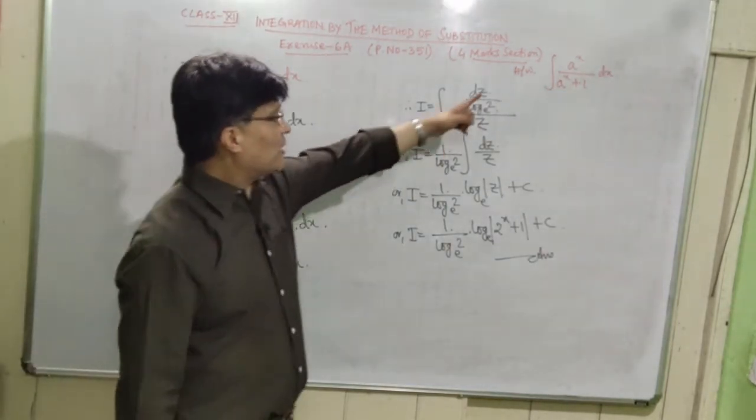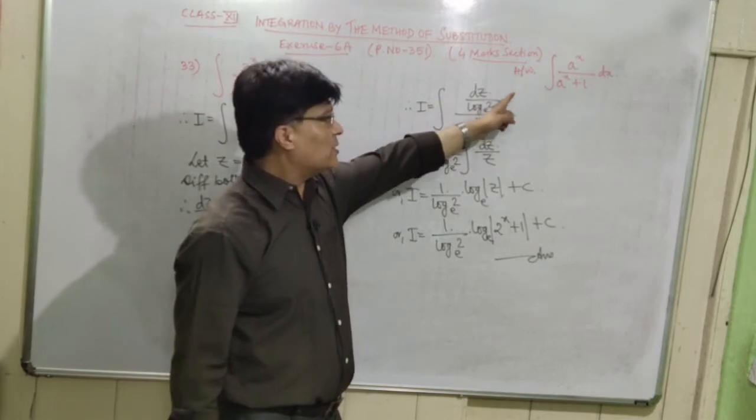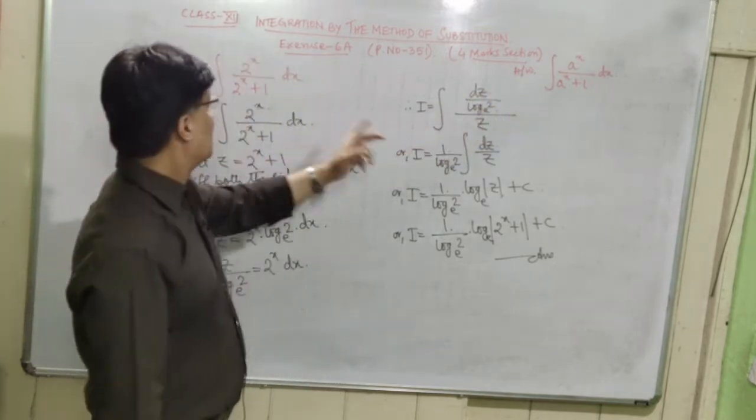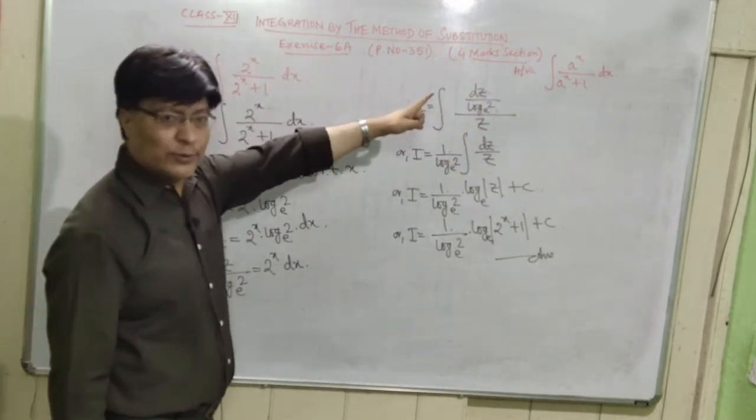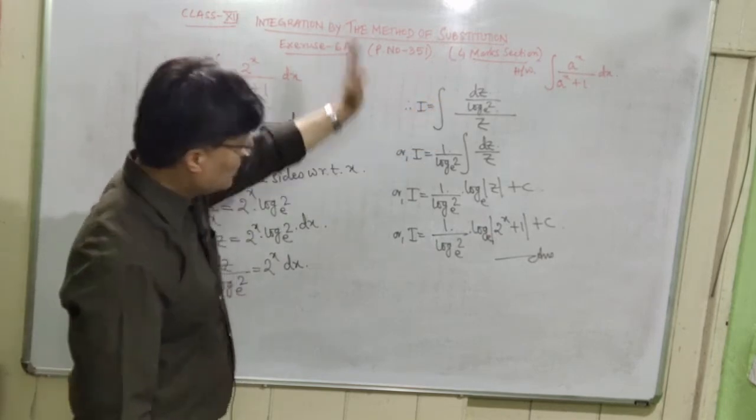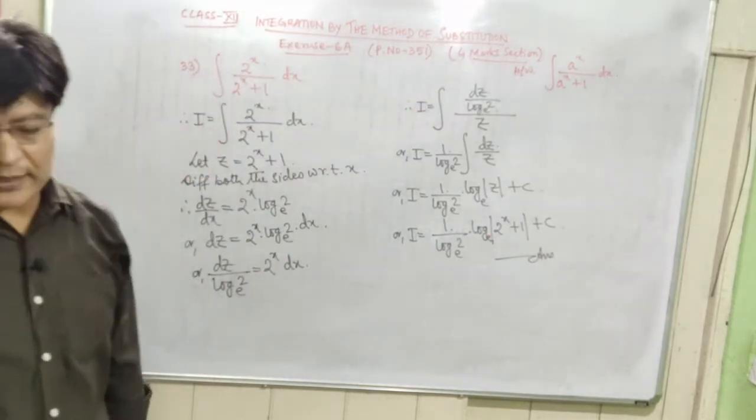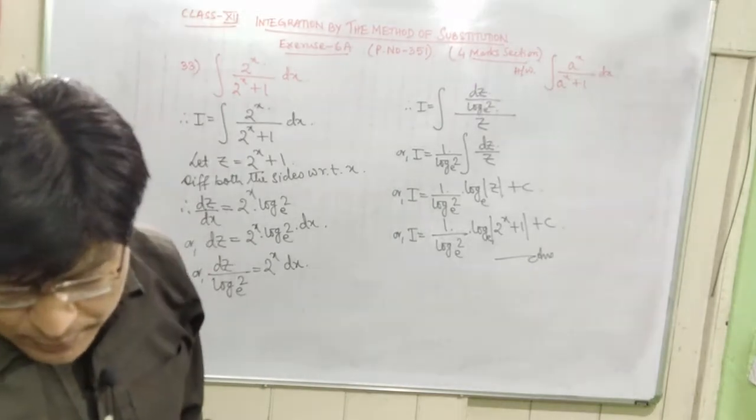So similarly you can do that problem, that is integration of a to the power x divided by a to the power x plus 1 dx. So instead of 2 there is a. So you can do it at home. Okay. So this is the method. You can copy it. Now we'll do the next problem.